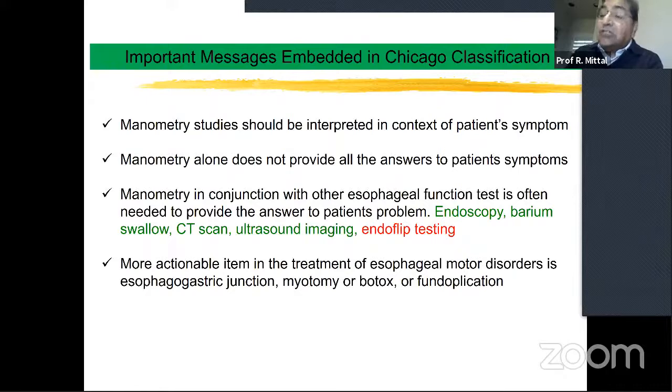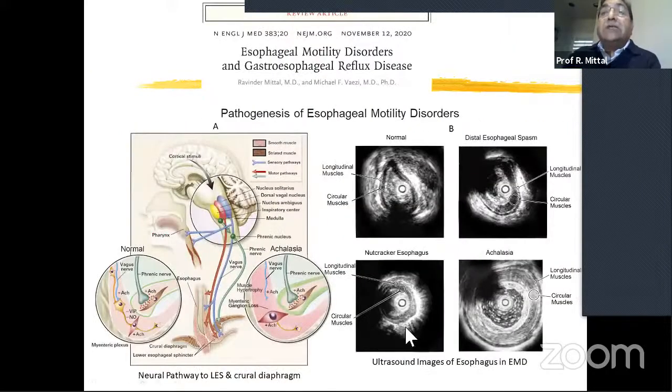So why is the esophagogastric junction so important? Well, this is the review that I just wrote in the New England Journal. And one of the things I have been focused on is the wall of the esophagus. One hallmark of all motility disorders is the hypertrophy of the esophageal musculature. If you look at these ultrasound images, normally the circular and the longitudinal muscles are quite thin, less than 1.5 millimeters. But in all motility disorders, whether it is distal esophageal spasm, nutcracker, or achalasia, there is hypertrophy of the esophageal musculature.